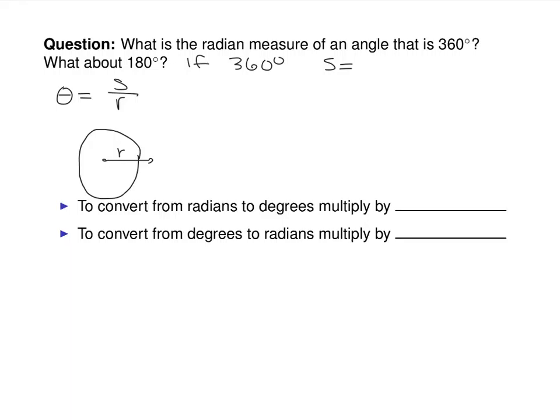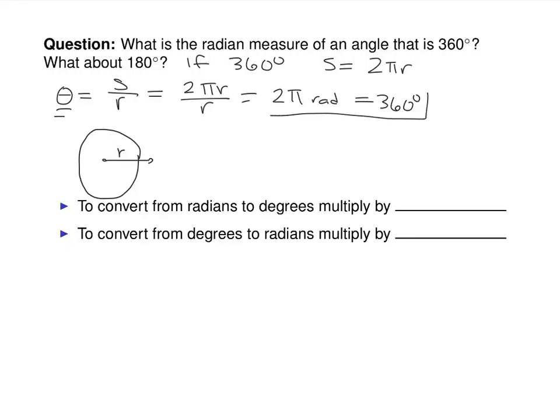2 pi r. Does that make sense? So s is equal to 2 pi r. In that case, this theta is 2 pi r over r, which is 2 pi. So 2 pi radians is the same thing as 360 degrees. So whenever you go skiing now, when you do a 360 or anything else, you've got to say, I just did a 2 pi.